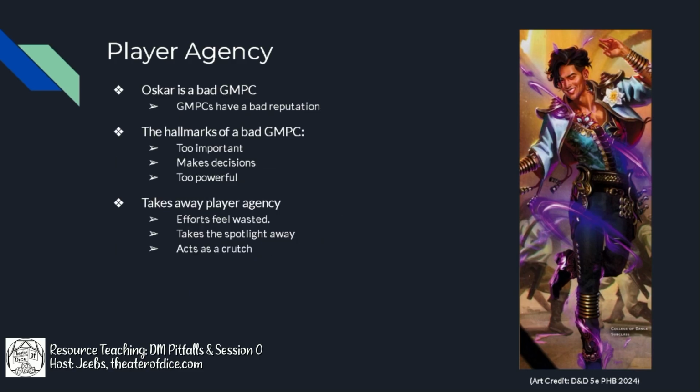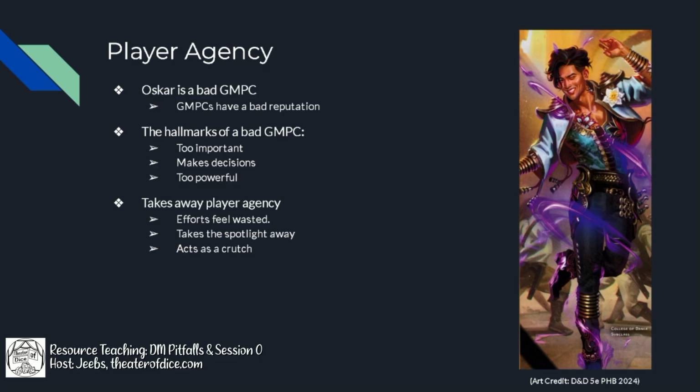What went wrong? Oscar is an example of a GM PC gone poorly. GM PCs have a bad reputation, but they can be used well in sparing amounts. I should probably talk about what is a GM PC. A GM PC is the Game Master's player character. A lot of people just think that this is always a bad GM PC. But a good GM PC can still be done. So let's talk about what a bad GM PC is like.